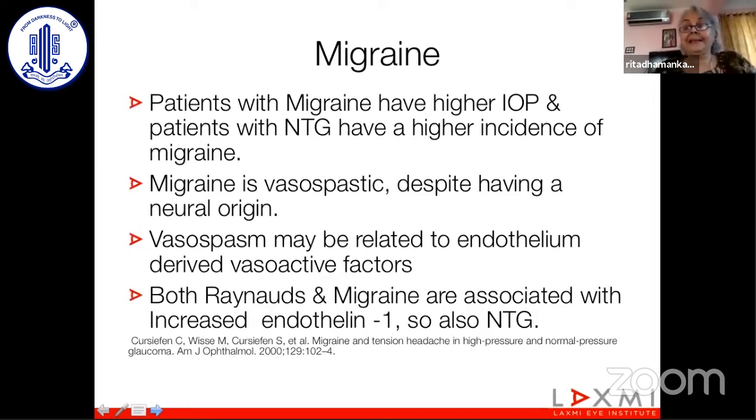Patients with migraine have a higher intraocular pressure, and patients with normal tension glaucoma have a higher incidence of migraine. Migraine is vasospastic despite having a neural origin. Vasospasm may be related to endothelium-derived vasoactive factors. Both Raynaud's and migraine are associated with an increased endothelin-1, and so also is normal tension glaucoma.